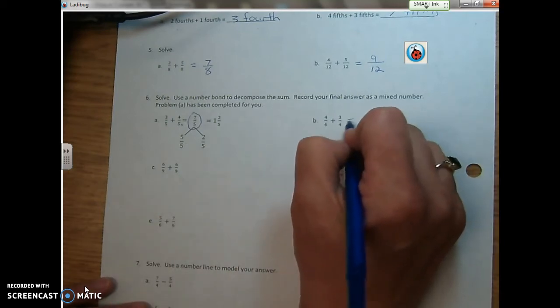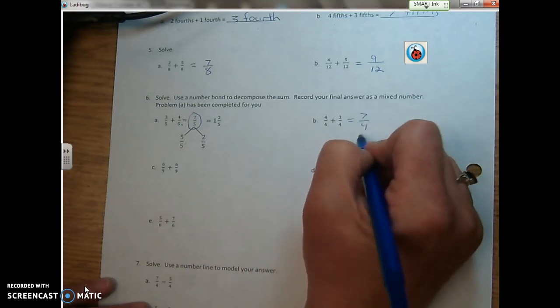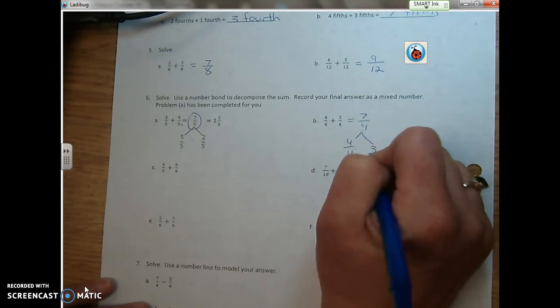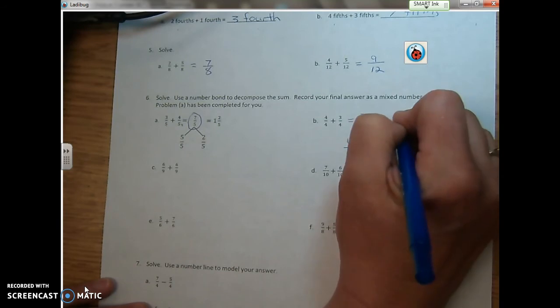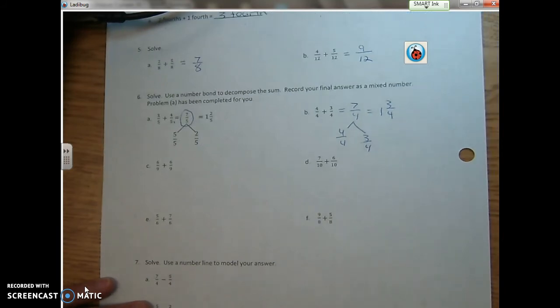So over here we have 4/4 plus 3/4 equals 7/4. And if I pull out 4s, I get 1, which is 4/4, and 3/4 is left. Okay, go ahead and do C, D, E, and F on your own and then come back.